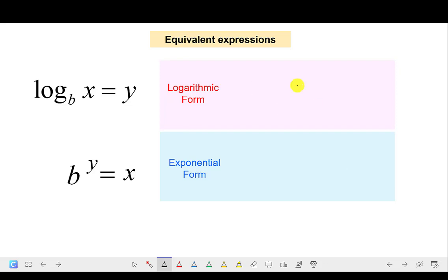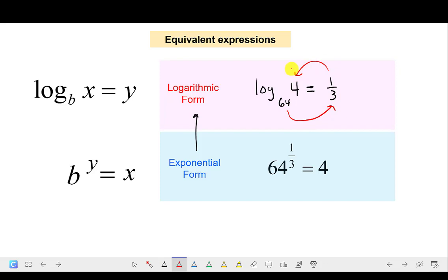Let's try another one. Pause and do this one. Hopefully you recognize we're going to a logarithmic form now. Log base of what? 64. Raised to the, and as soon as I say raised to the, I put that equal sign in here. The power of 1/3 returns 4. And if we look at that, 64 raised to the power of 1/3 returns 4.